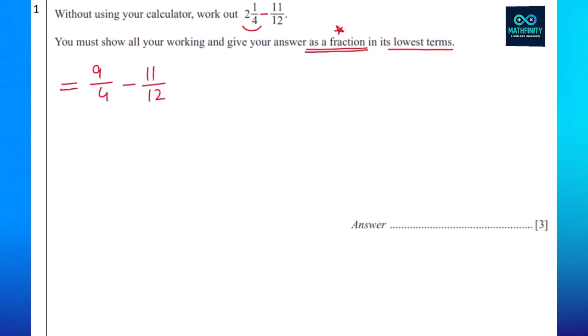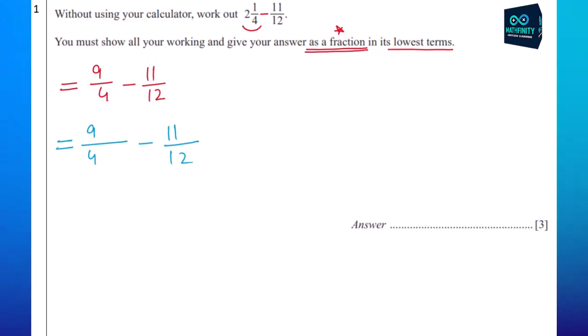Now for addition and subtraction, I already explained we have to make the same denominator. What are the numbers here? 4 and 12. The LCM is 12. So you have to write the question as it is, 9 over 4 minus 11 over 12.